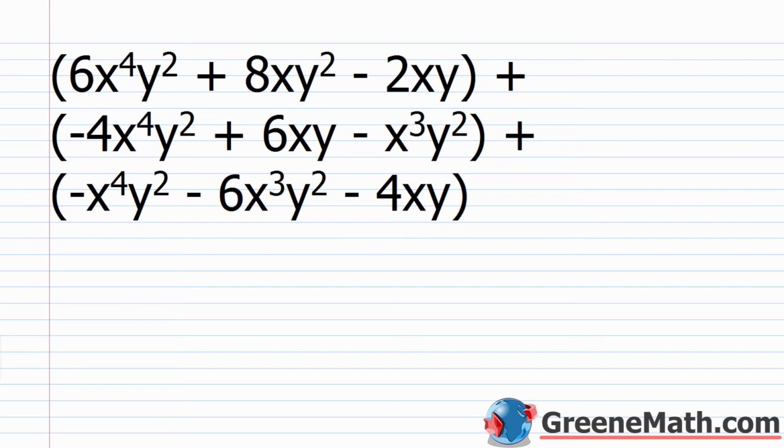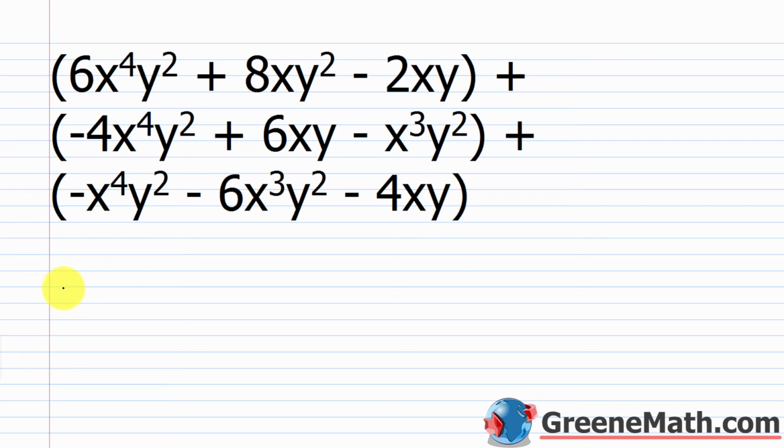So we have 6x to the fourth power y squared plus 8xy squared minus 2xy plus negative 4x to the fourth power y squared plus 6xy minus x cubed y squared plus negative x to the fourth power y squared minus 6x cubed y squared minus 4xy. So we're going to pay close attention to what the like terms are.